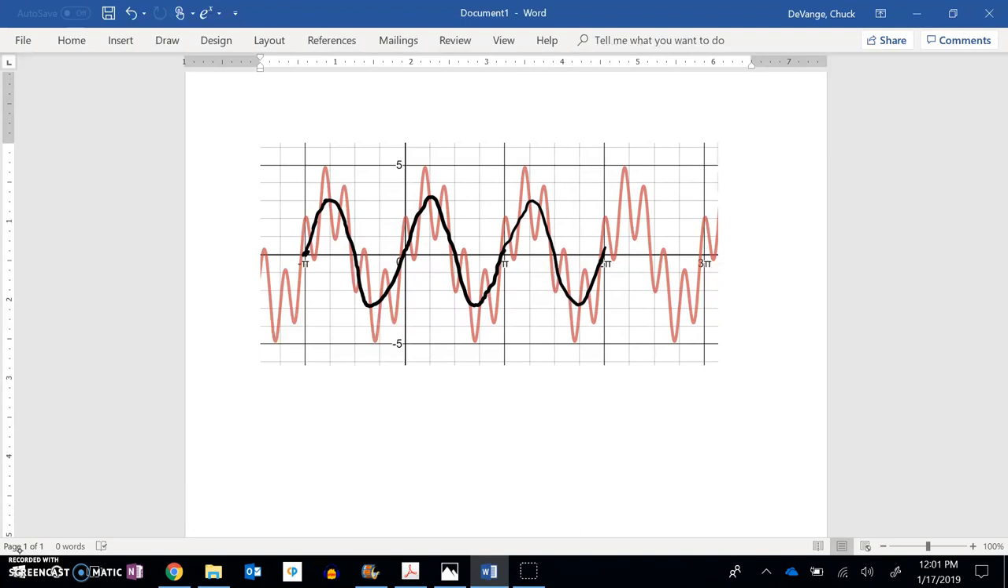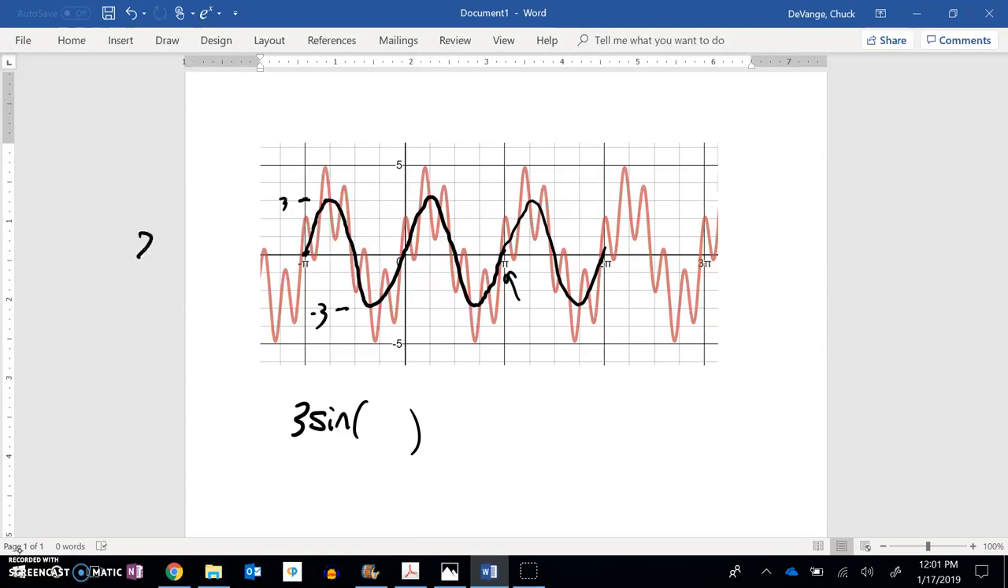So notice that this is starting at the middle, so it looks like sine to me. And it also, 1, 2, 3, it looks like it gets up to 3 and down to -3. So it's going to have this amplitude of 3. And then it starts to repeat itself here at pi. So that means that it doesn't have a period of 2 pi.